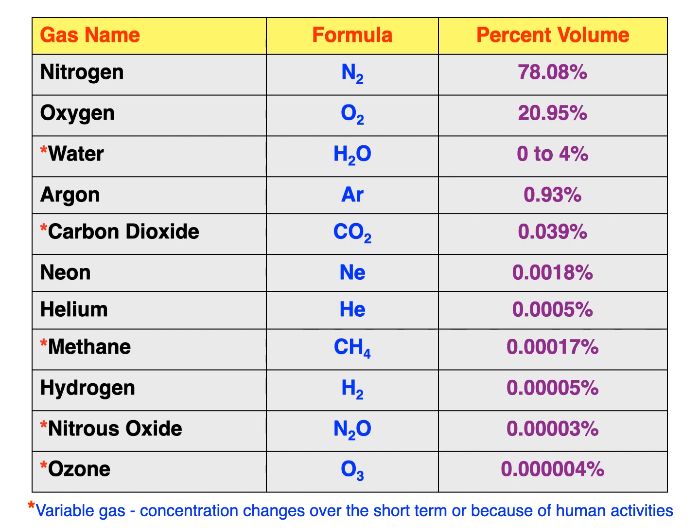Now the gases that have the red star in front of their name, we can call these variable gases. Their concentration either changes in the short term, like water vapor, or it has changed over the last few hundred years because of human activities. The gases that have changed because of human activities include carbon dioxide, methane, nitrous oxide, and ozone.